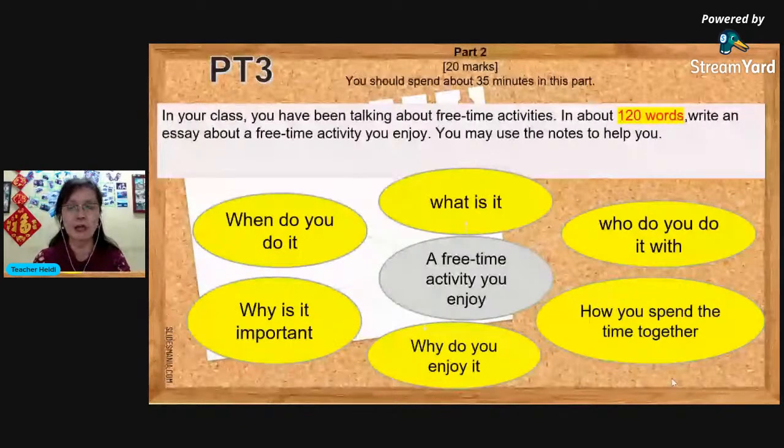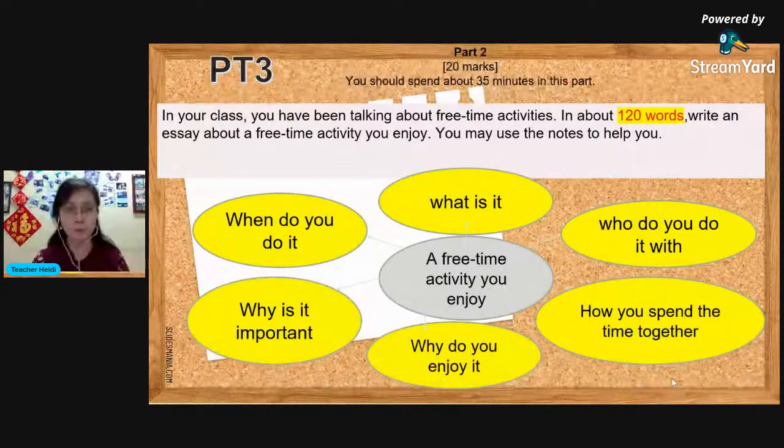You only need to write 120 words. So, a free time activity you enjoy, what it is. Who do you do it with? How you spend the time together. Why do you enjoy it? Why it is important? When do you do it?